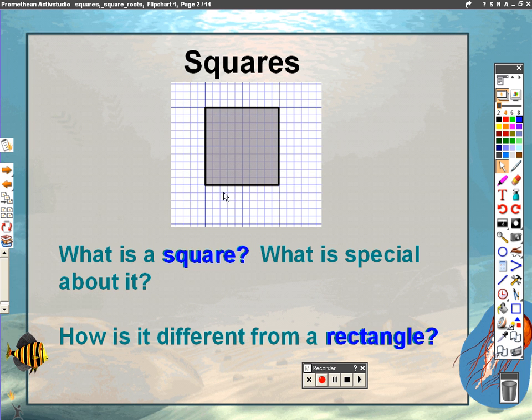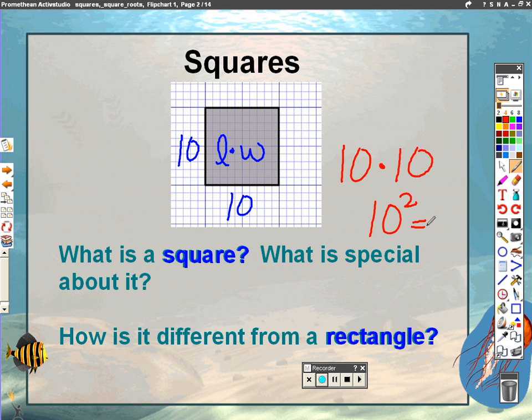So 1, 2, 3, 4, 5, 6, 7, 8, 9, 10. It's 10 on this side, and it's 10 on this side. And when we find area, it's length times width. And my length and my width are the same exact number, so it's going to be 10 times 10, and if you remember your exponent rules, that's 10 squared, which is 100. Okay, let's look.